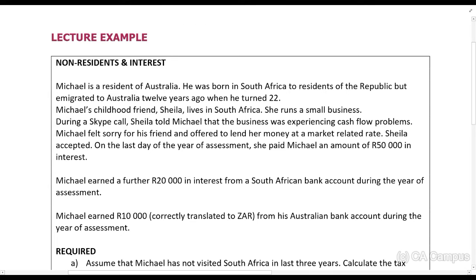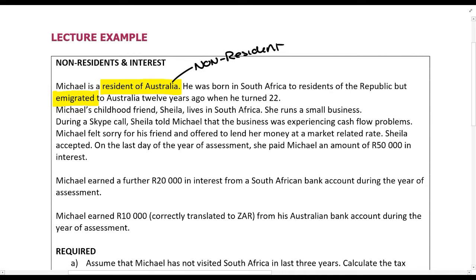Let's look at the following example. Michael is a resident of Australia. He was born in South Africa to residents of the Republic, but he immigrated to Australia 12 years ago when he turned 22. So guys, if you've immigrated, you are a non-resident. They also tell you clearly that this person is. So definitely, Michael is our non-resident.